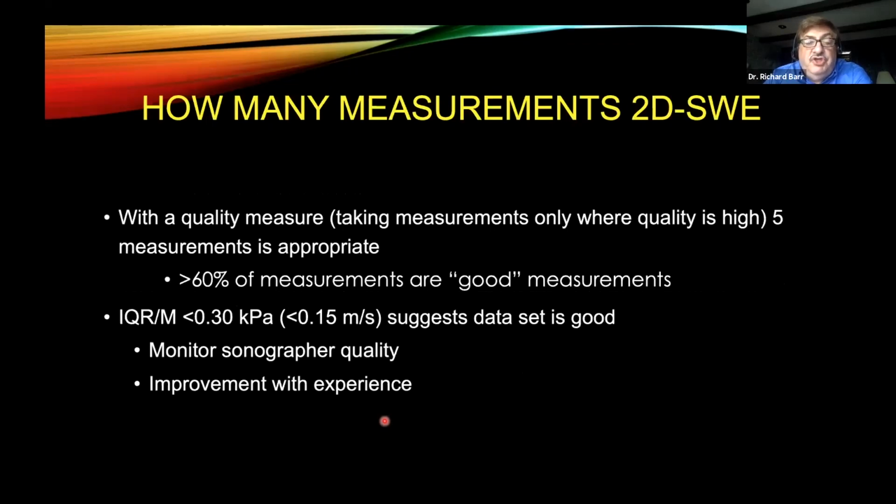Now for 2D shear wave, we're going to show you what that quality map does. It allows you to know where the artifacts are. So here you're going to put your ROI in an area that you know most likely does not have an artifact. So we're only requiring you to take 5. But again, 60% of the measurements have to be good measurements, and we're still going to use that IQR over median of less than 30% for kilopascals and less than 15% for meters per second.